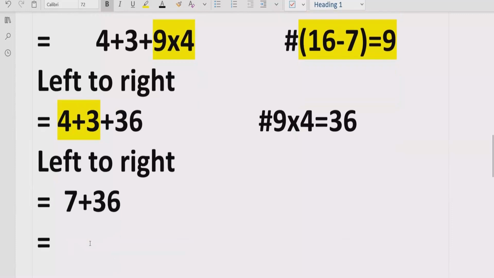And in the end, we have two terms. We will add these two terms. When we add these two terms, we get the answer 43. So the answer of the given expression is 43.